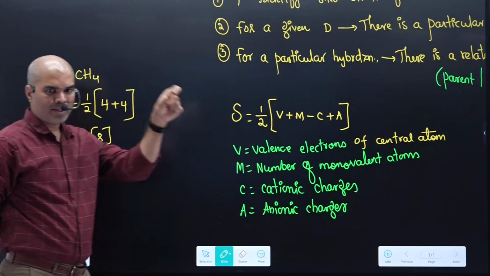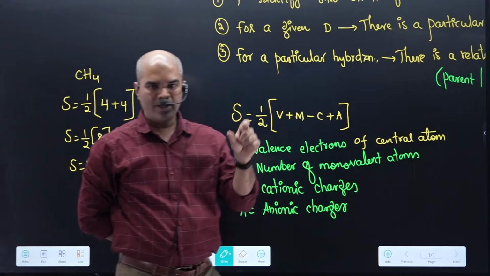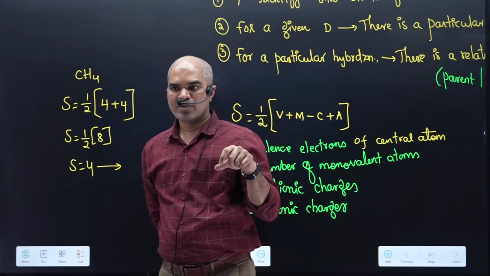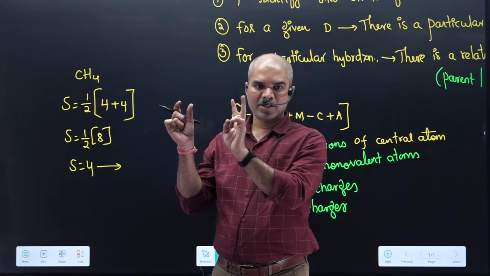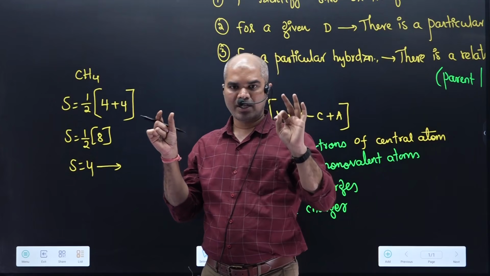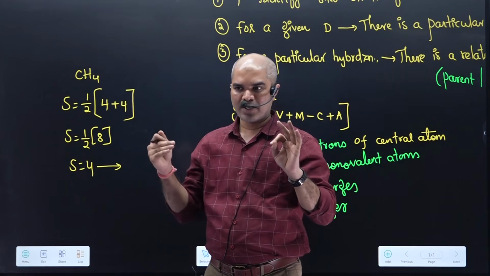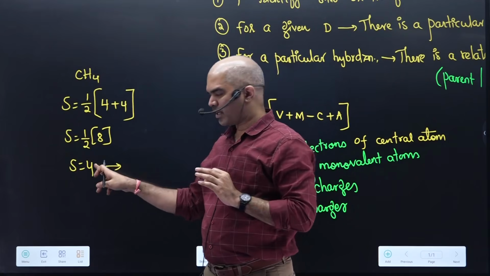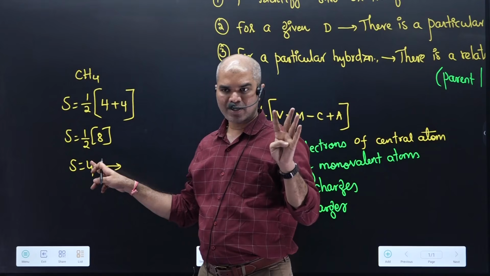Previously we have given sp, sp2, sp3 and so on. Sorry, sp3d, sp3d2 and so on. sp means steric number is 2. sp2, sp3 and so on, 3, 4, 5, 6, it will increase. So what steric number did I get? 4. 4 means you go for tetrahedral.